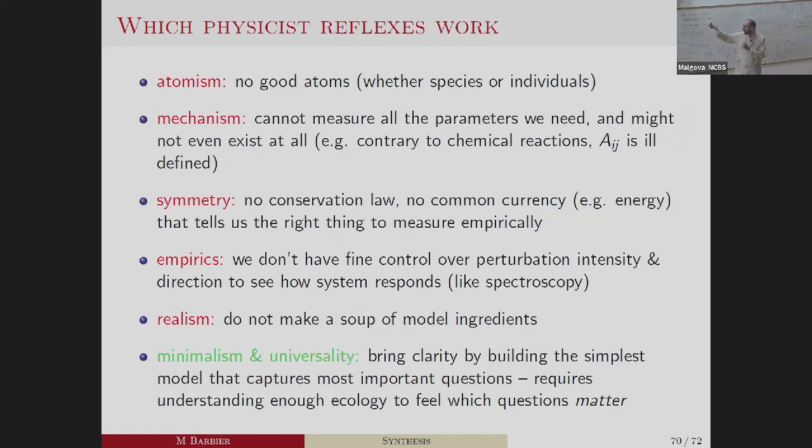Now for the modeling part of things, maybe more of those things you could transfer. But for the theory part of things, you shouldn't be too naive about which of your reflexes are going to work if you work on ecological systems.